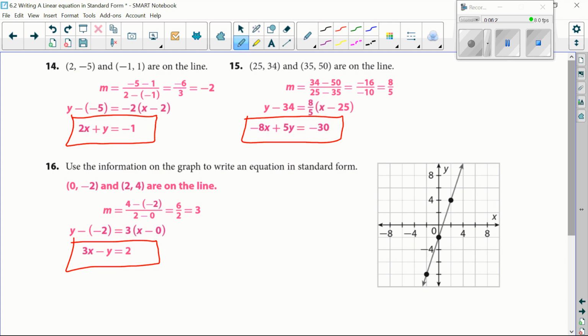Okay, now that is writing an equation in standard form given 2 points.